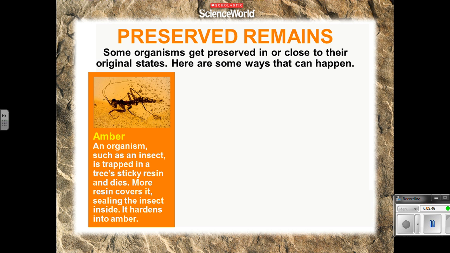Now what amber is, it's an organism such as an insect that has been trapped in some sticky tree sap, and it dies. And it gets covered by more of that stuff, and it ends up sealing the insect inside, and it hardens into what's called amber, which allows us to see what that organism looked like.